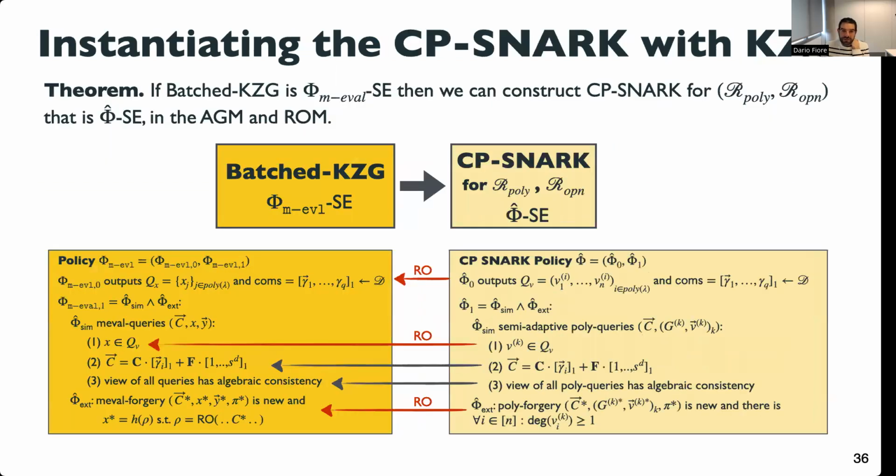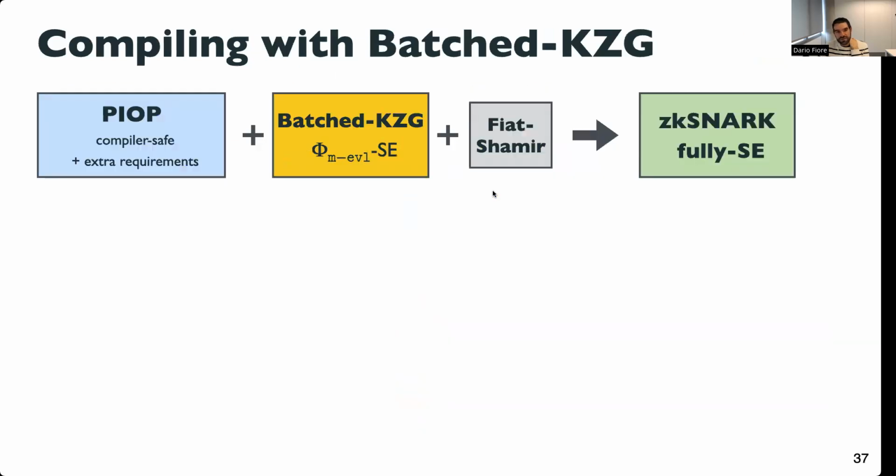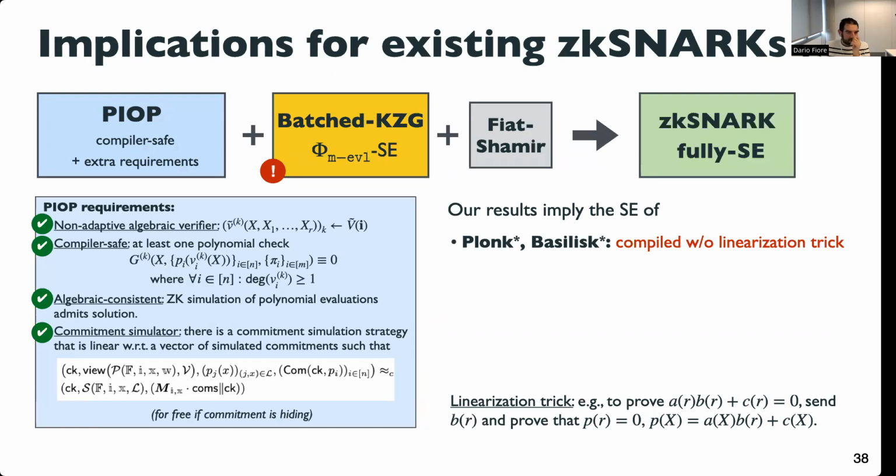And we show that batch KZG, this batch version of KZG, is simulation extractable according to some policy that implies the policy that we need in our compiler. So that tells us that we can instantiate the compiler with batch KZG. Okay, so this is maybe the most important concluding part, if you care about results. Our results and our framework imply that we can show the simulation extractability of the following SNARKs.